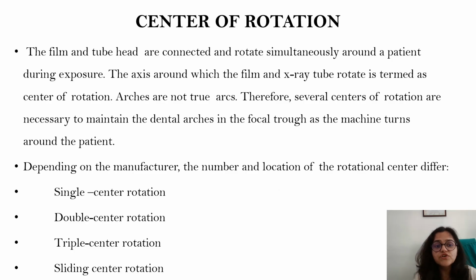Then what is the center of rotation? The film and tube head are connected and rotate simultaneously around a patient during the exposure. The axis around which the film and X-ray tube rotate is termed as CR, that is, center of rotation. Depending upon the manufacturer, the number and the location of the center of rotation differ, like single center rotation, double center rotation, triple center rotation, and the sliding center rotation.